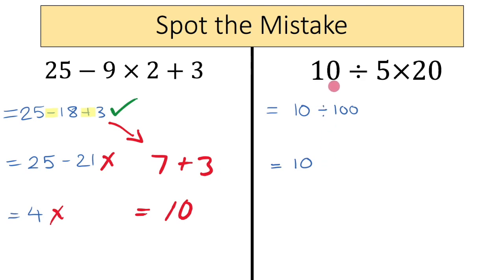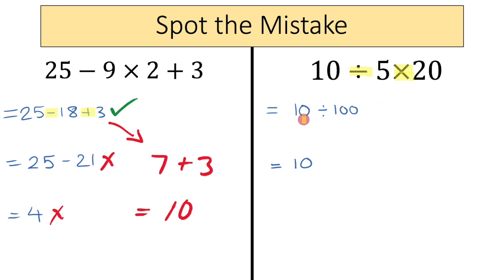So we have 10 divided by 5 times 20. Well, I know when I have both division and multiplication, neither of them takes priority. I simply do them left to right, which means I'm going to get 10 divided by 5, which is 2, then go 2 times 20.